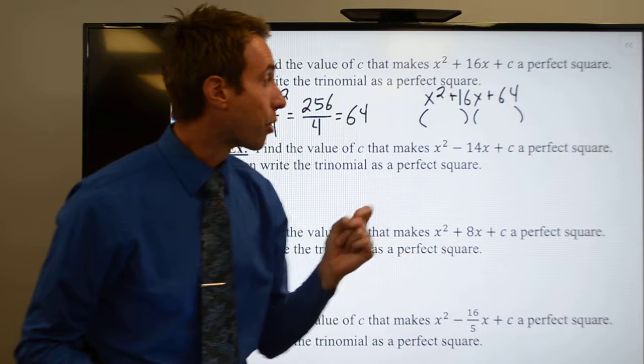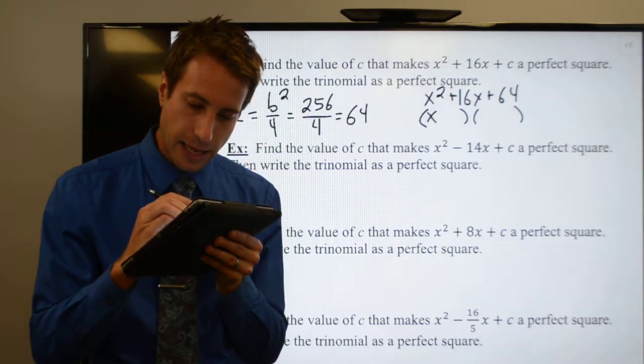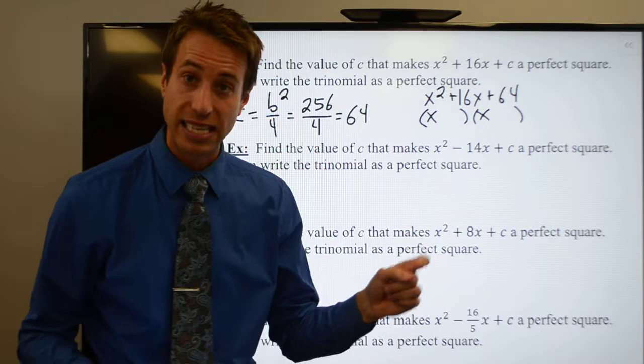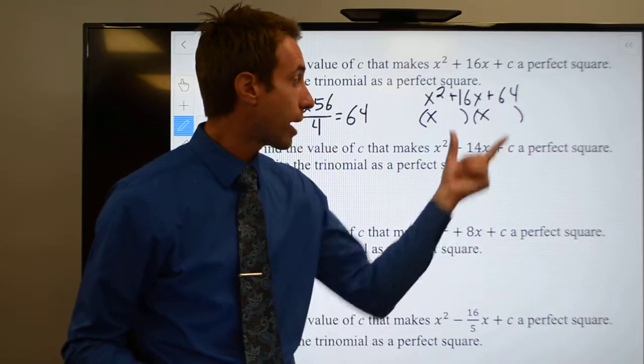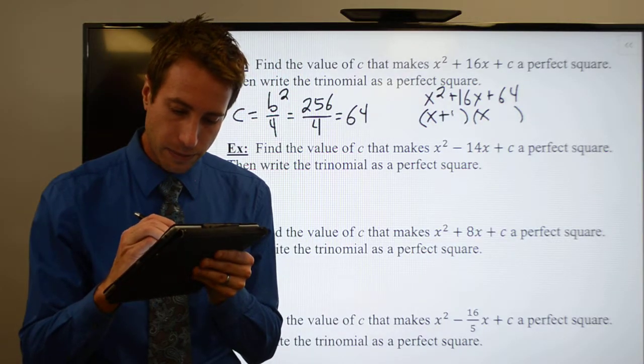Okay, well, that's a perfect square. Leading coefficient is 1, so it's going to be x and x. I need two numbers that multiply to 64, sum to 16, and because 64 is a perfect square, they have to be the same number. Yeah, 8 and 8.